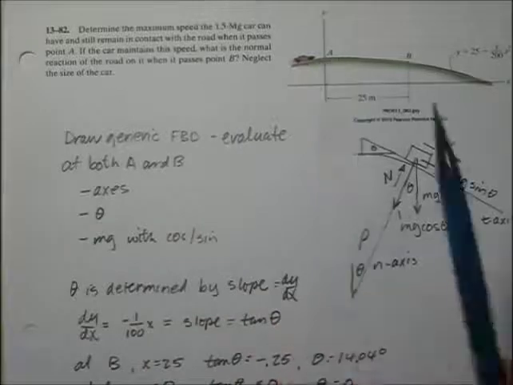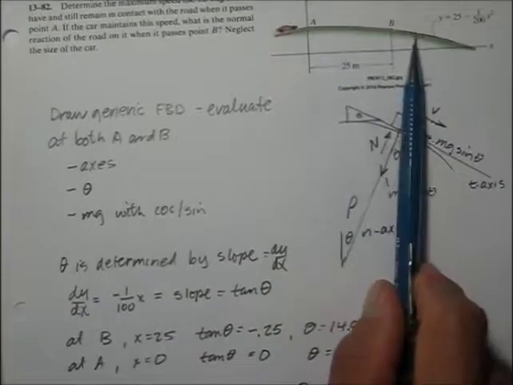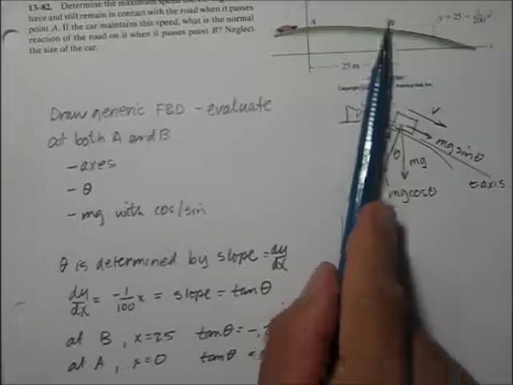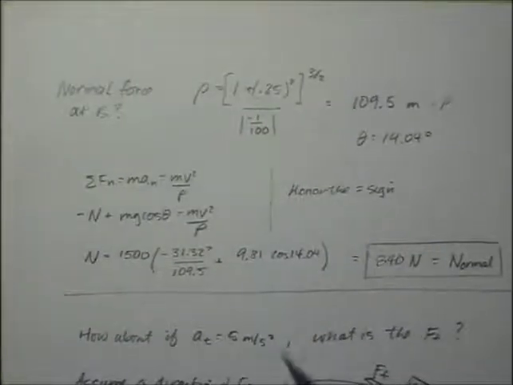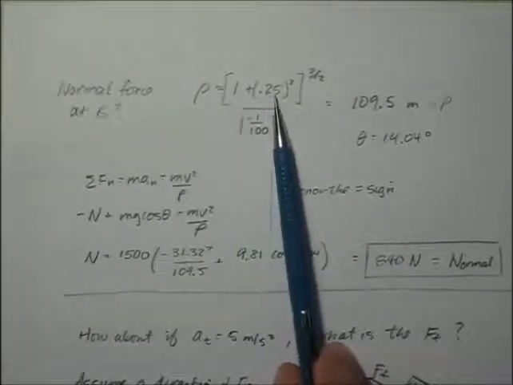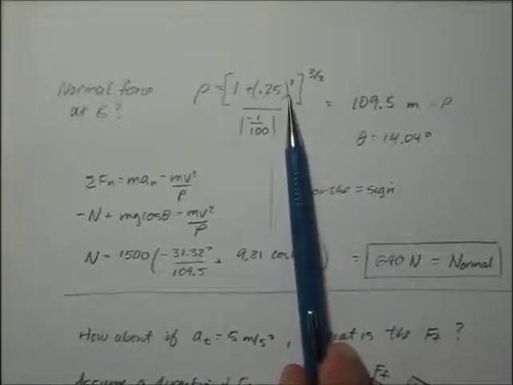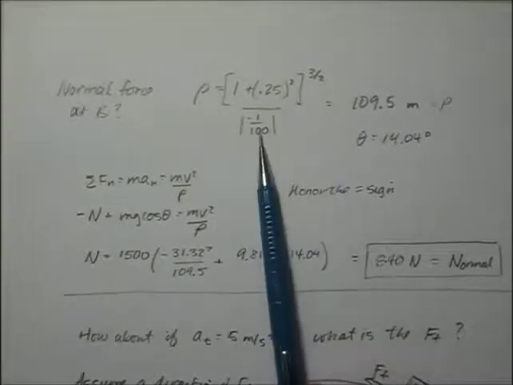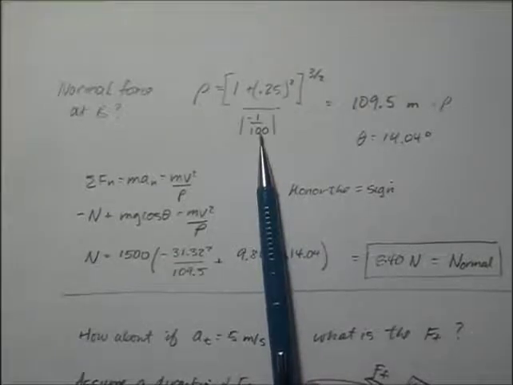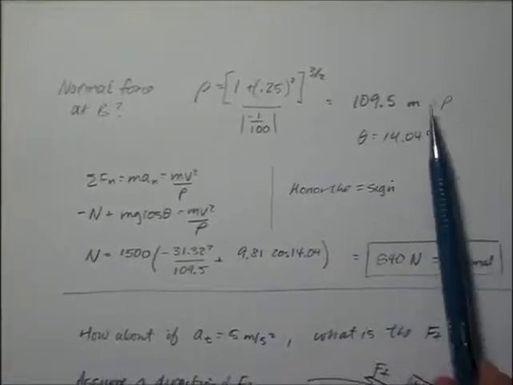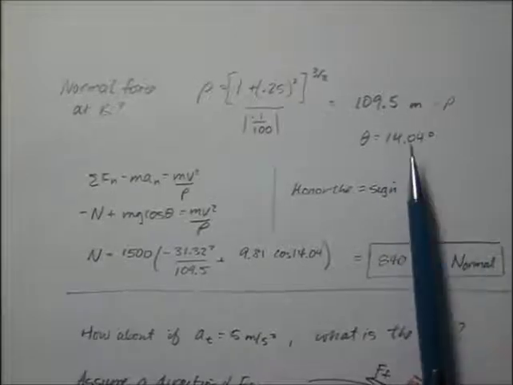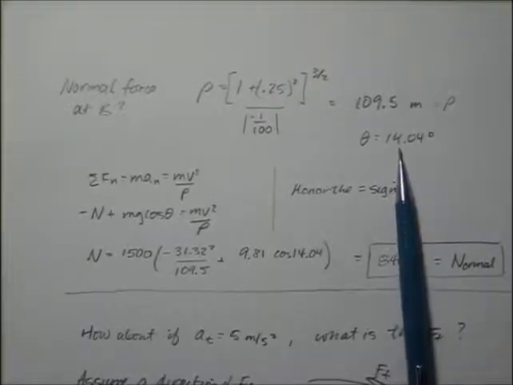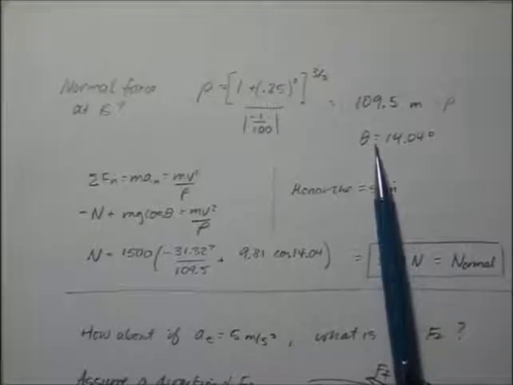So we're going to keep the same speed of 31.32. We're going to go here to B, and we're going to find out what the normal force is here, the normal force going up this way. All right, so we'll have to evaluate our rho. Same sort of thing. Here the slope in the first derivative is 0.25, quantity squared, 1 plus that raised to the 3/2, divided by 1 over minus 100, and we get the radius, the instantaneous radius rho is equal to 109.5, and the tangent of our theta, as we evaluated before, was 14.04 degrees.